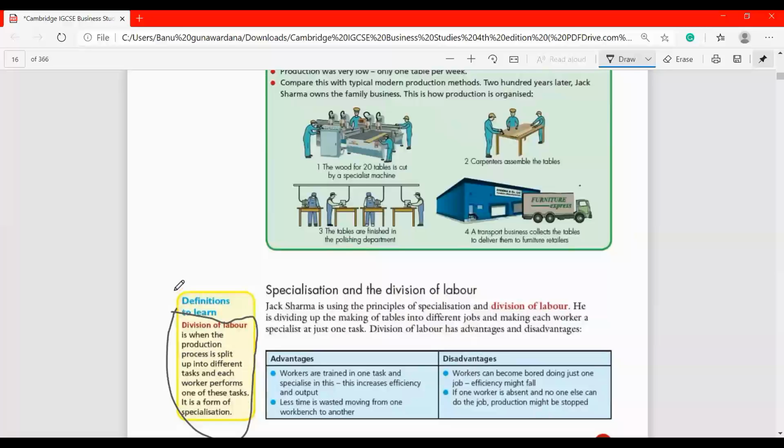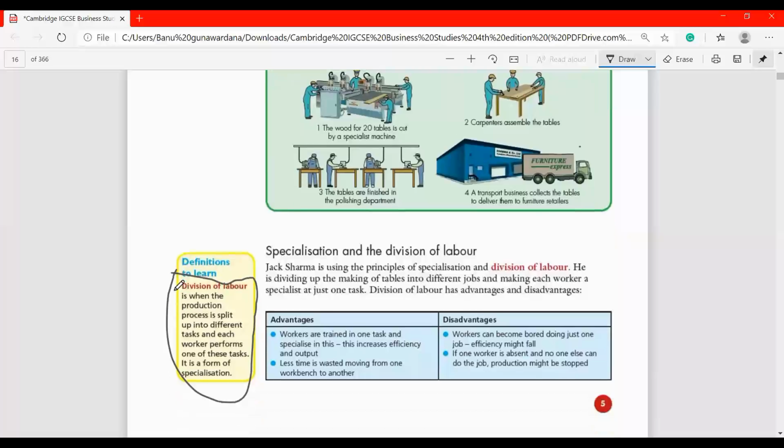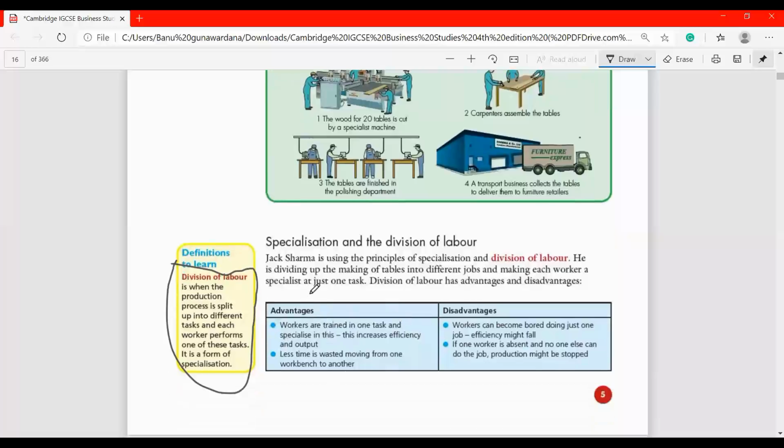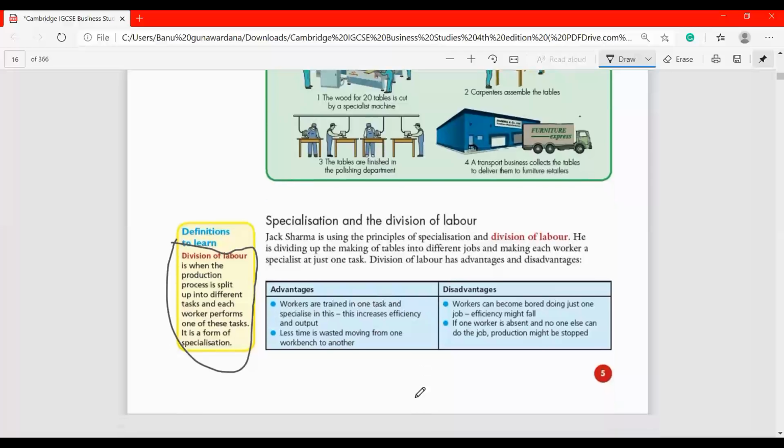They will be using a certain number of employees to focus on only one aspect of the production process. This will lead us to certain advantages, such as the workers are trained in one task and specialized in this. This increases efficiency and output. Of course, this can be easily understood.